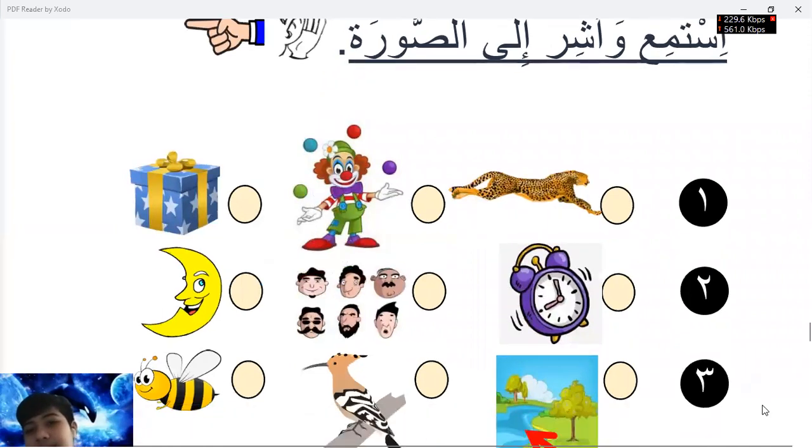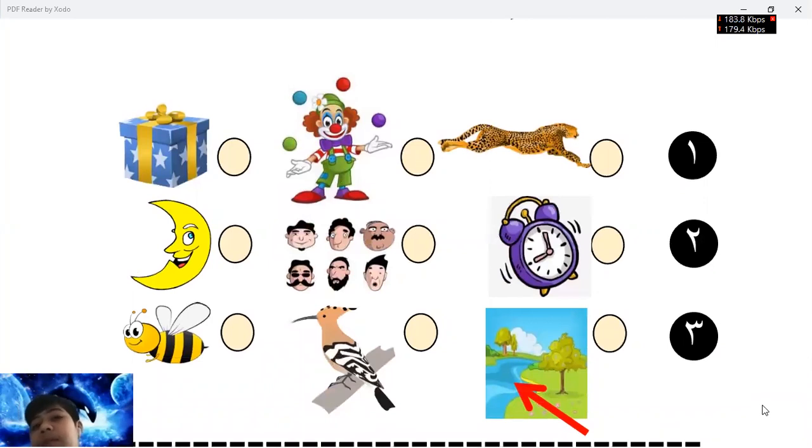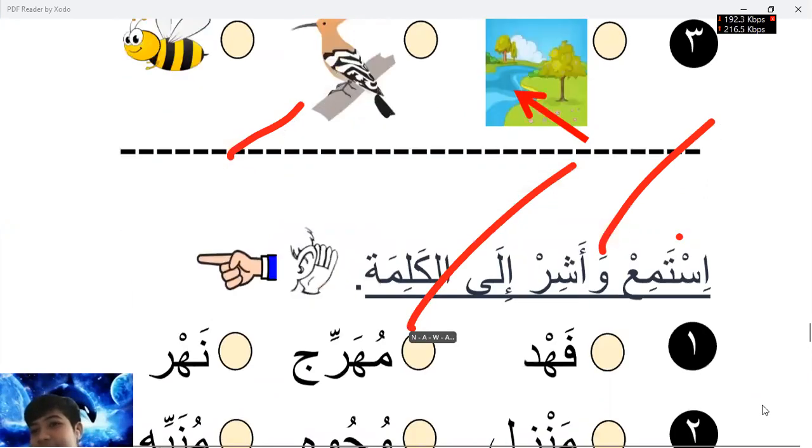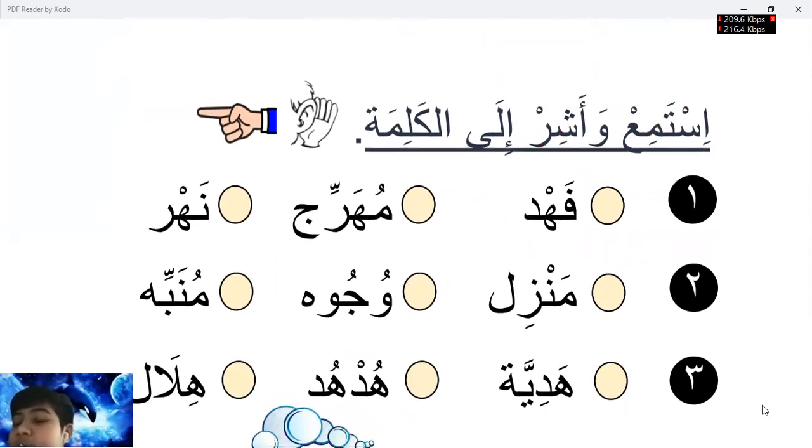Listen and point to the picture. Hadiyah. Munabbih. Hood. Listen and point to the word. Leopard. Faces. Yeah, it was Wujuh, I remember.